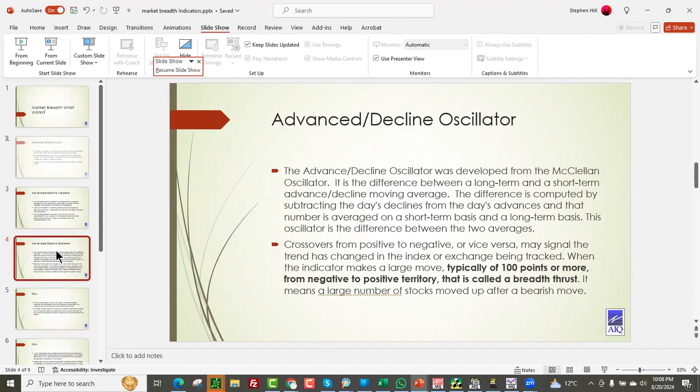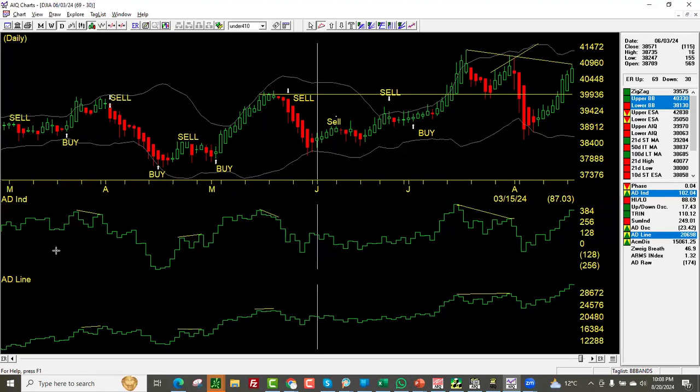Also, this was a point I didn't really come across before. When there's a move of 100 points or more from negative to positive territory, it's called a breadth thrust, and it means a large number of stocks moved up after a bearish move. So we'll have a quick look and see if we can see any of those as well. Before I go to the next indicator, we'll have a look at the McClellan Oscillator, the Advanced Decline Oscillator, on the price chart. So let's go back in here.